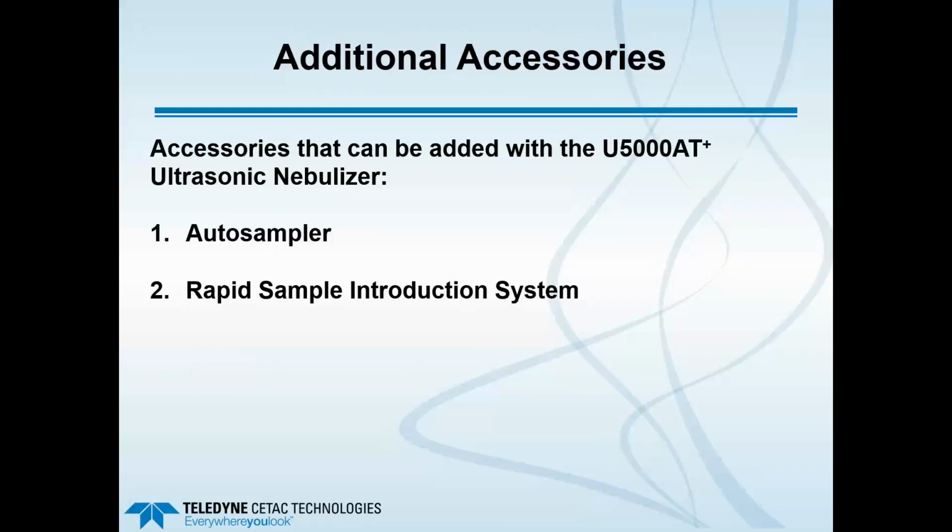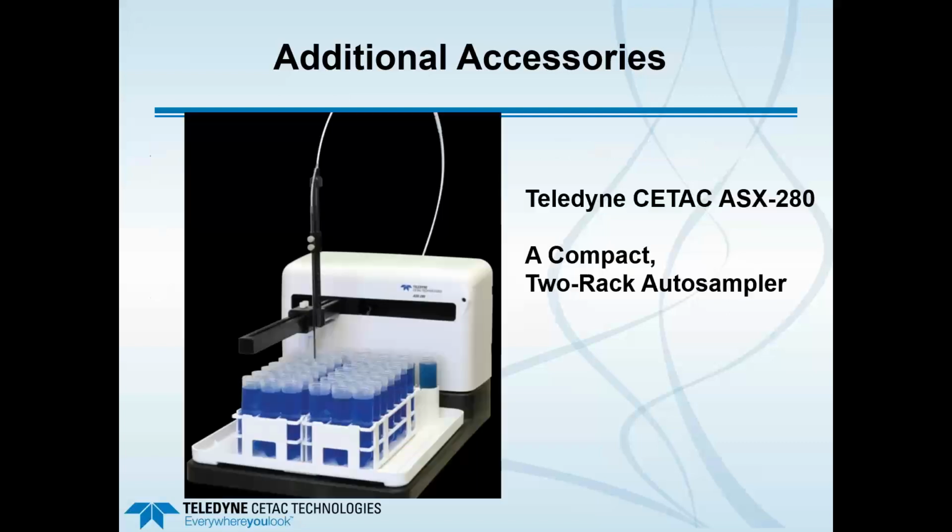Now, I do want to point out additional accessories that can be paired with the U5000 AT+. I did show you a couple of pictures of those actually used in the laboratory. One, of course, is an auto sampler, and the other is a rapid sample introduction system that can also be hooked up between the auto sampler and a nebulizer, be it a conventional nebulizer or an ultrasonic nebulizer.